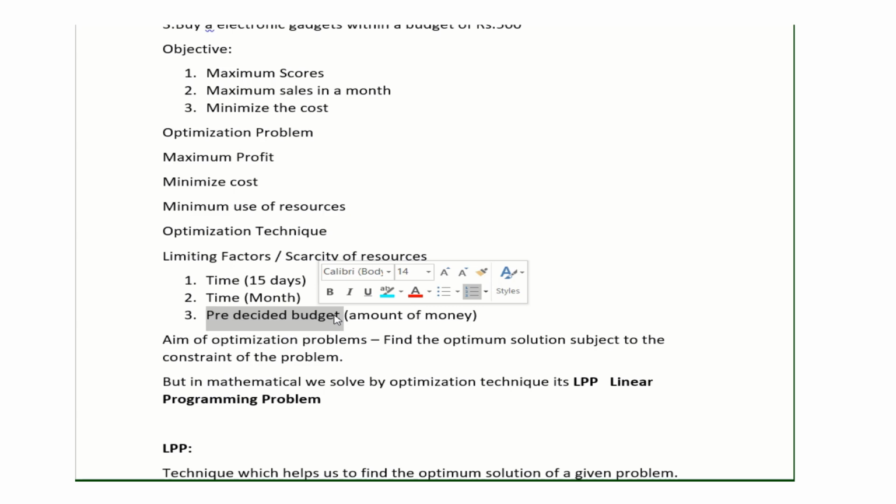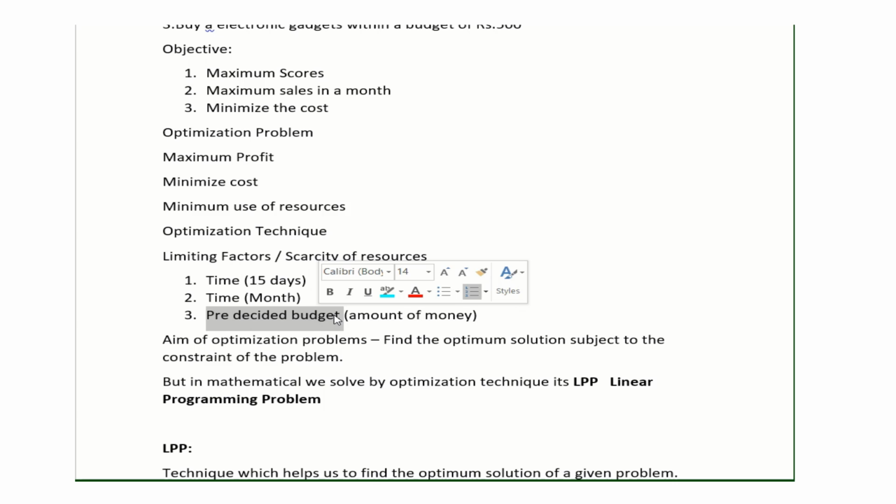Based upon this, the scarcity of resources can be utilized. The objectives of these three situations are: in the first situation you have to get a maximum score, in the second situation you have to get maximum sales, and in the third situation you have to minimize the cost. It depends upon the gadgets you have to buy. These are the three objectives, and then you have to utilize optimization techniques in the mathematical model.